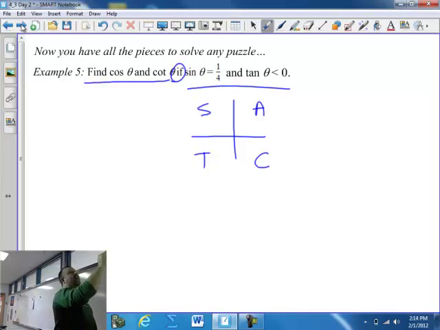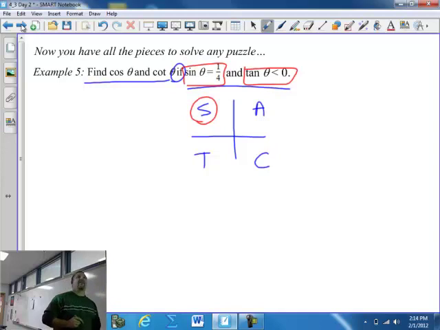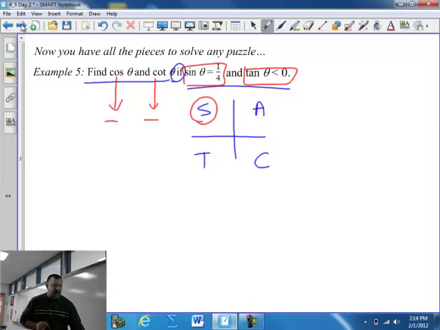All right. If sine is positive and tangent is negative, what quadrant must I be in? You must be in the second quadrant. The second quadrant where sine is positive and nothing else. Which means if I'm finding cosine and cotangent, these are both going to be negative answers, aren't they? Yes, because you're not in the cosine or the tangent quadrants.